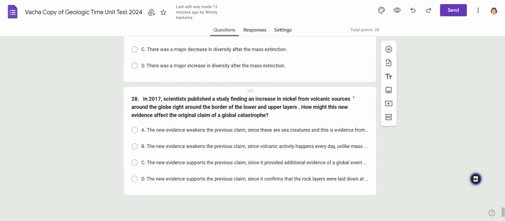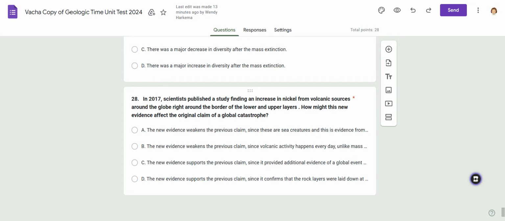Number 28, in 2017, scientists published a study finding an increase in nickel from volcanic sources around the globe, right around the border of the lower and upper layers. How might this new evidence affect the original claim of a global catastrophe?